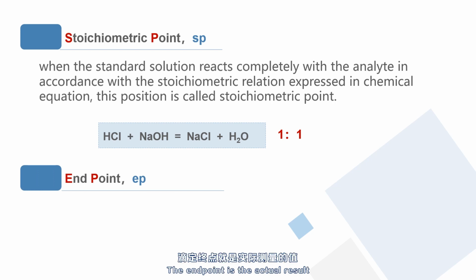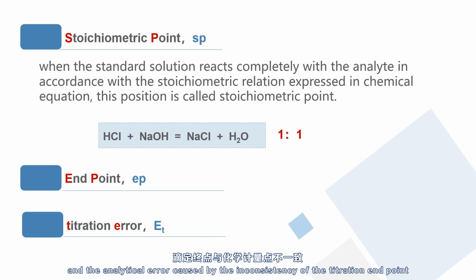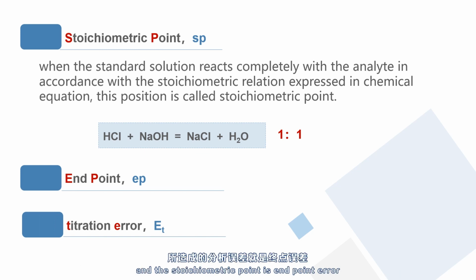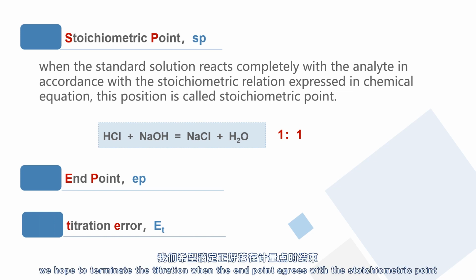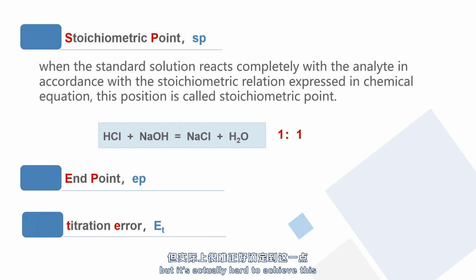The endpoint is the actual result, while the stoichiometric point is a theoretical value, and the analytical error caused by the inconsistency of the titration endpoint and the stoichiometric point is the endpoint error. In titration analysis, we hope to terminate the titration when the endpoint agrees with the stoichiometric point, but it is actually hard to achieve this, so the error is always present.